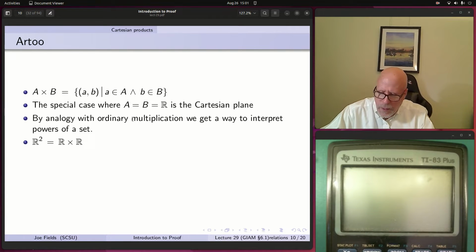Oops, not too fast. Oh, I see. I've got to skip over the pause bit here. Anyway, the special case where A and B are both R, that's the Cartesian plane or the XY plane.